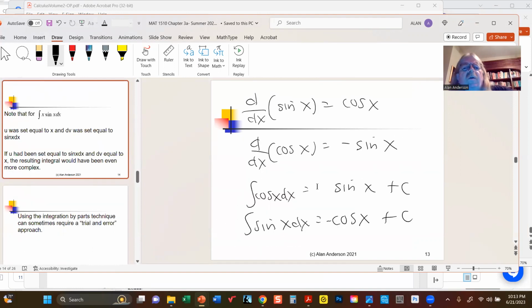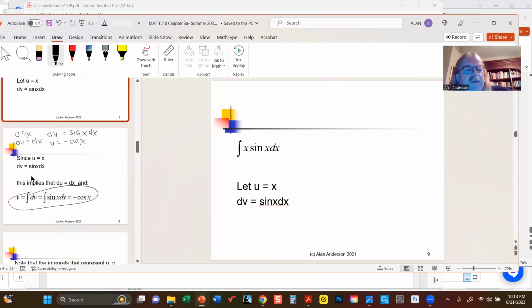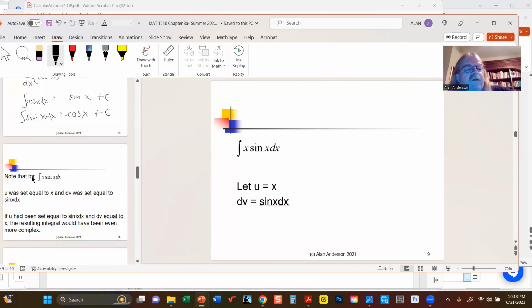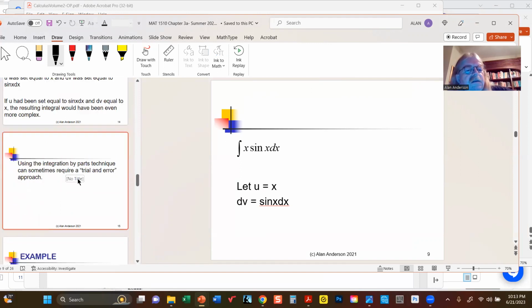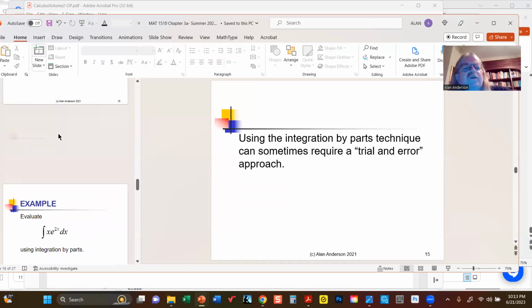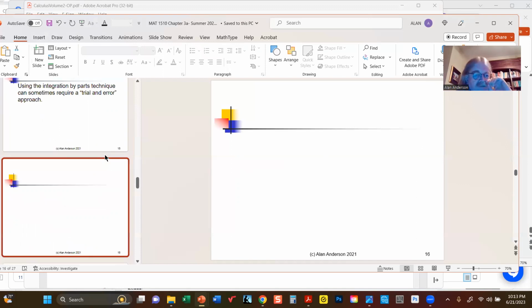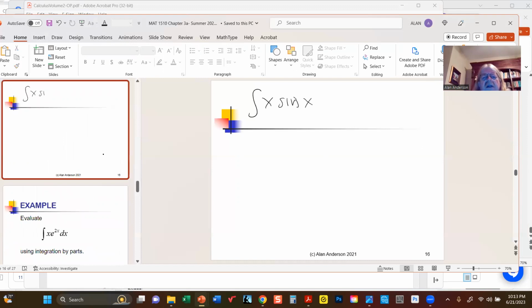And also, what if you got this backwards? Just for the fun of it, why don't we see what would have happened if we got it backwards? Now it mentions it in here, that if you got it backwards, you would have had a problem on your hands. But let's just quickly see what this would have led to. So the original problem was x sine x. And we decided to go with u as x.